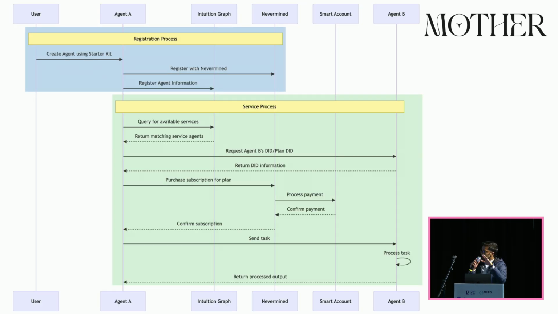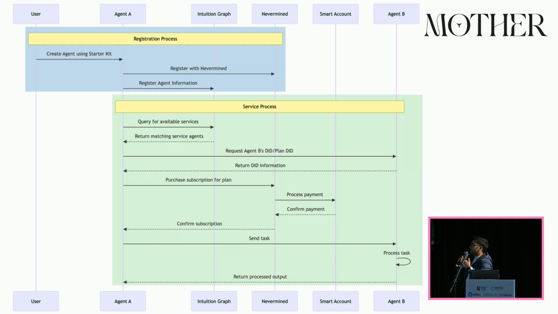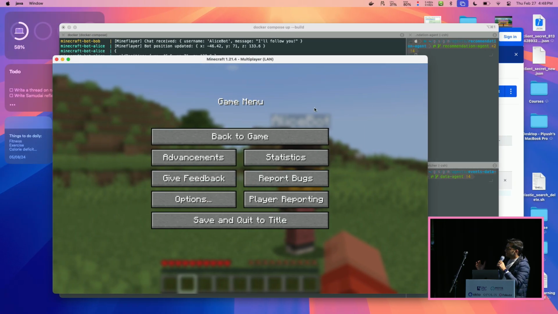Just to give you a quick technical overview of how the entire process works, there's a registration process where the agents get registered on the network, and then there's a service process where they are able to coordinate with other agents, discover them, and get the task done. But all of this coordination, because of agents' capabilities and their seamless nature, happens pretty quickly in the back end. So how do we showcase this? In order to do that, we've built a very simple Minecraft demo to showcase this interface and interaction in real time. So let's try it out.